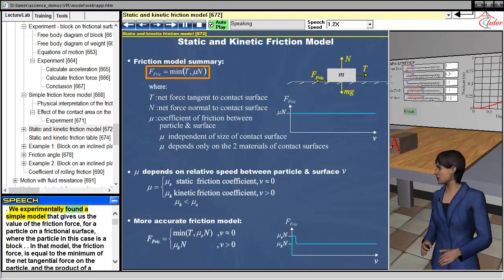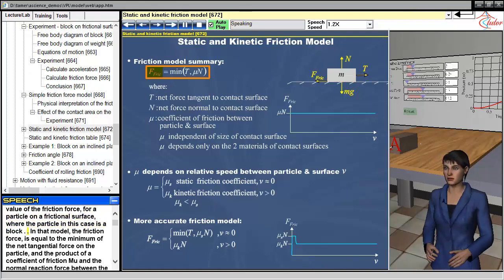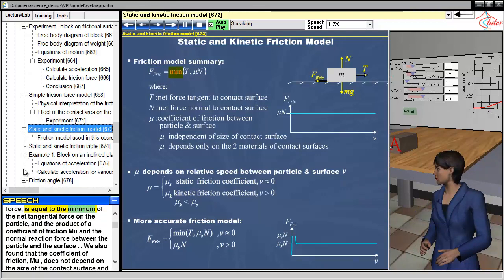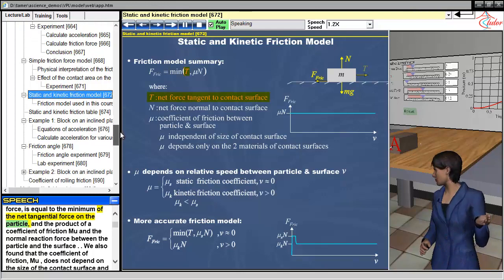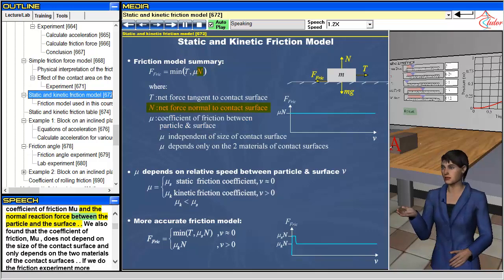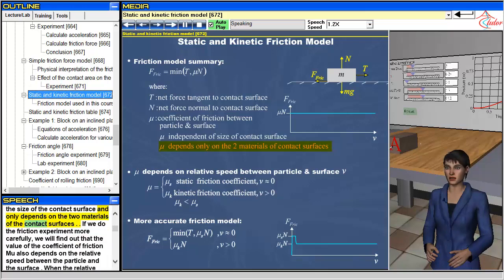We experimentally found a simple model that gives us the value of the friction force for a particle on a frictional surface, where the particle in this case is a block. In that model, the friction force is equal to the minimum of the net tangential force on the particle, and the product of a coefficient of friction mu, and the normal reaction force between the particle and the surface. We also found that the coefficient of friction, mu, does not depend on the size of the contact surface, and only depends on the two materials of the contact surfaces.